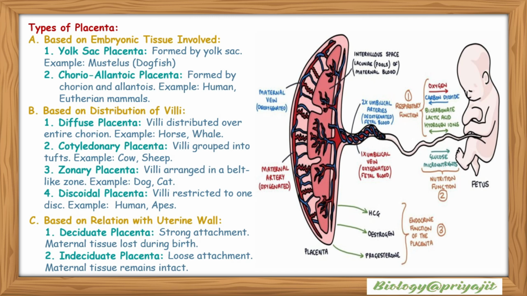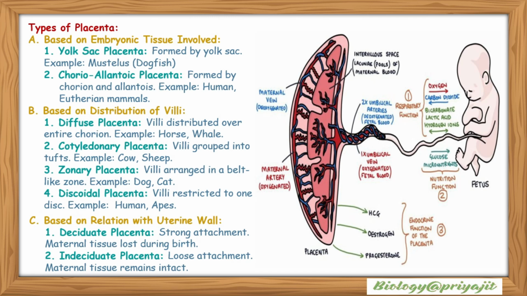Types of placenta based on embryonic tissue involved: yolk sac placenta formed by yolk sac. Example, Mustelus or dogfish. Chorioallantoic placenta formed by chorion and allantois. Examples include human, eutherian mammals. Based on distribution of villi: diffuse placenta, villi distributed over the entire chorion. Example, horse, whale, etc. Cotyledonary placenta, villi grouped into tufts. Example, cow, sheep, etc. Zonary placenta, villi arranged in a belt-like zone. Example, dog and cat.